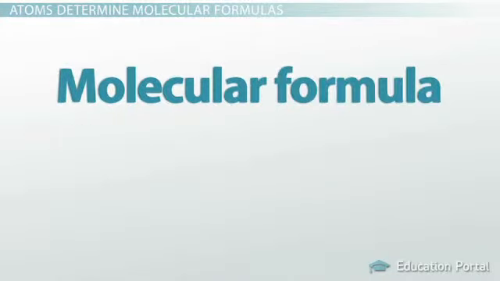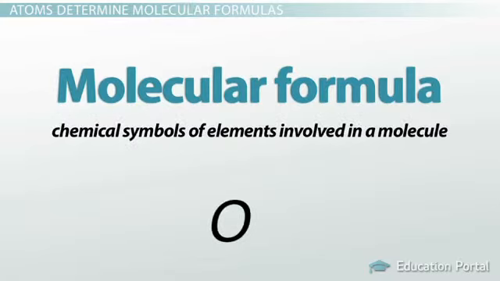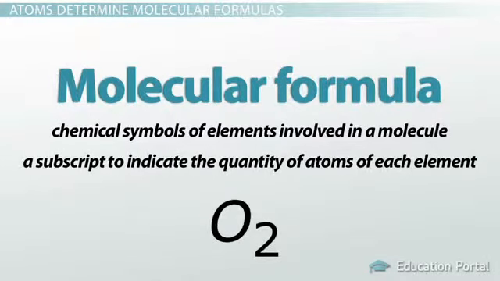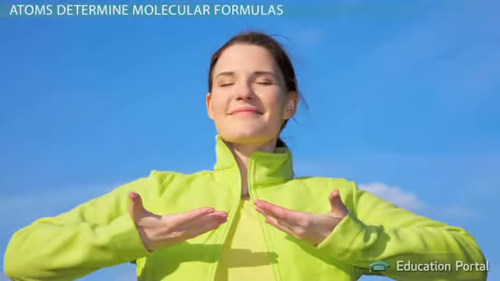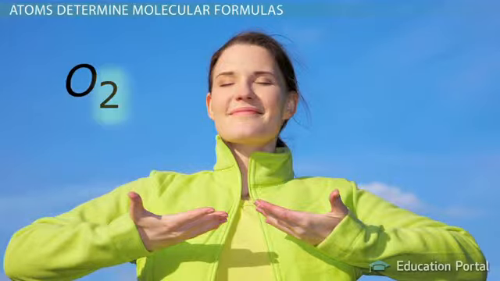A molecular formula includes the chemical symbols of elements involved in a molecule and a subscript to indicate the quantity of atoms of each element. If you are like me, one of your favorite things to do is breathe, right? Did you know that the air you breathe has the molecular formula O2? The subscript 2 indicates there are two oxygen atoms present in this molecule.